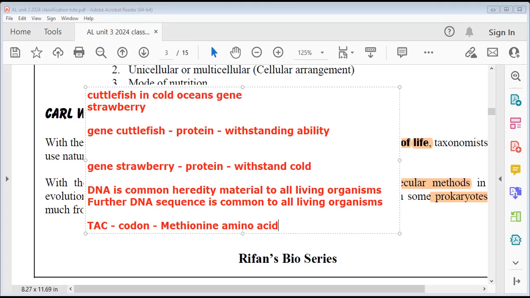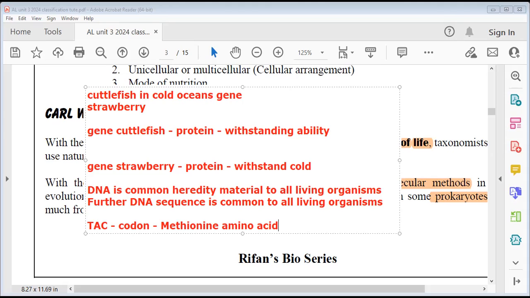Methionine. In humans also, it is methionine. In plants also, it is methionine. In bacteria also, it is methionine. In fungus also, it is methionine. In cuttlefish also, it is methionine. In strawberry also, it is methionine. If cuttlefish has methionine and strawberry has another amino acid for this codon, what would happen?